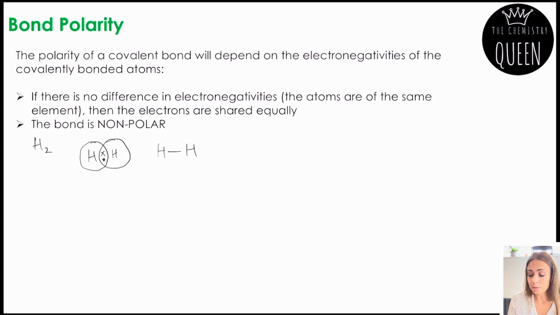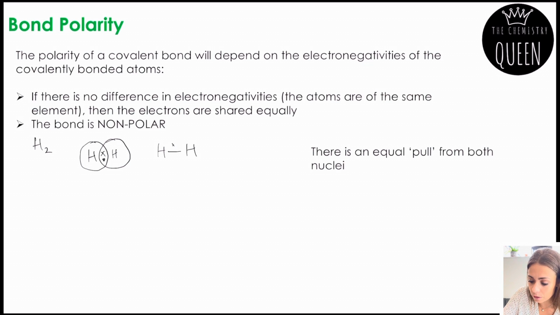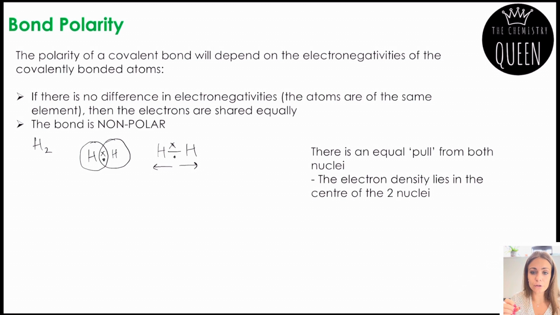Now, as I said, we've got two atoms of the same element here that are covalently bonded together. That means that the electrons within the covalent bond experience an equal pull from either of the two nuclei. So the electrons in the bond, I'm just going to draw them on, are experiencing an equal pull from each nucleus of each hydrogen atom, because they're the same atom. That means that the electrons are just going to lie in the center of the two nuclei, because they're being pulled left and right with equal strength.